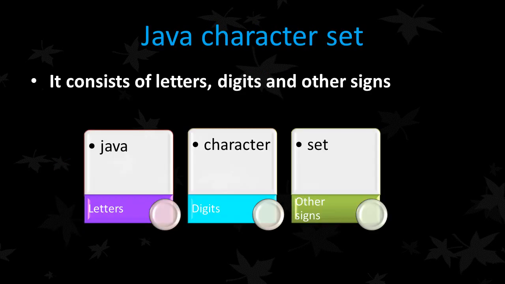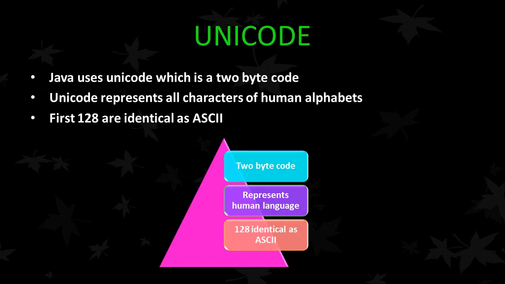Java character set. It consists of letters, digits and other signs. Unicode: Java uses Unicode, which is a 2-byte code. Unicode represents all characters of human alphabets. The first 128 are identical to ASCII.